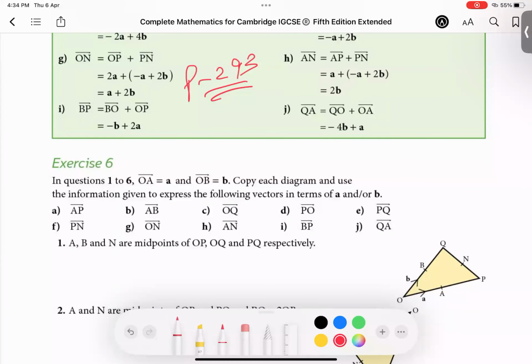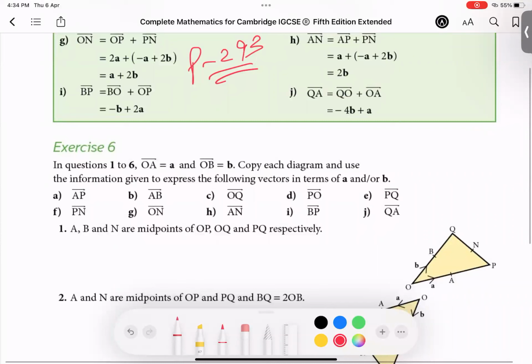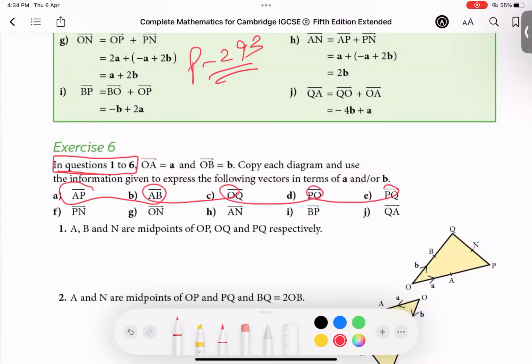Yes, next stage is exercise number 6 in the textbook, starting page 293. He said that from question number 1 to 6, you have to find all 10 parts. How 10? 1, 2, 3, 4, 5, and 5 plus 5, 10 parts.